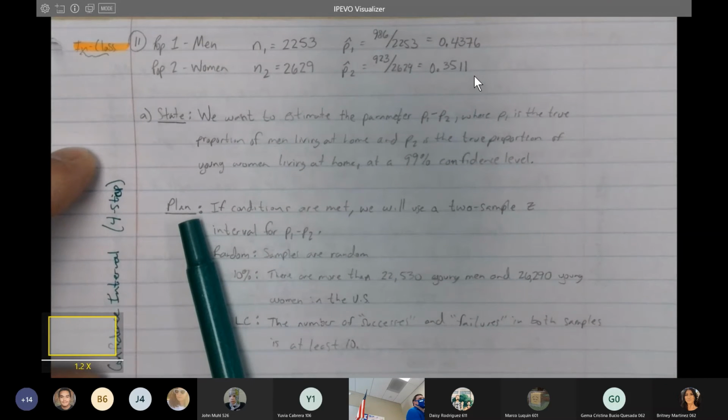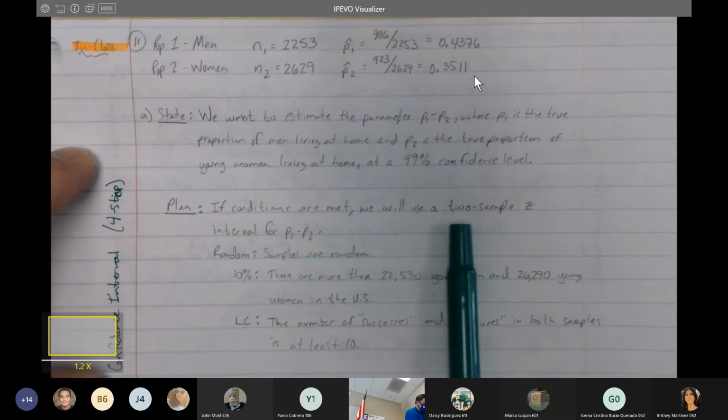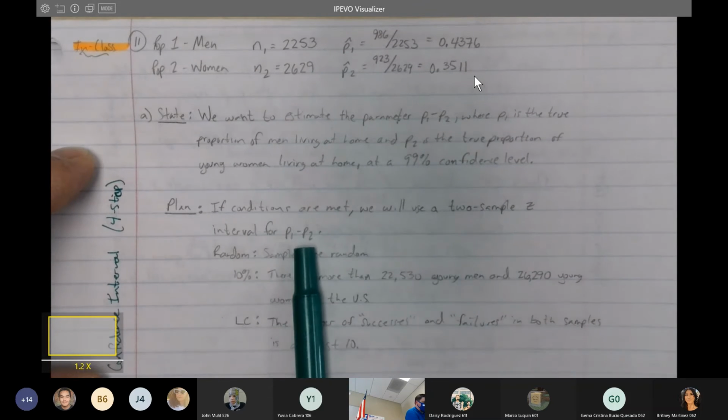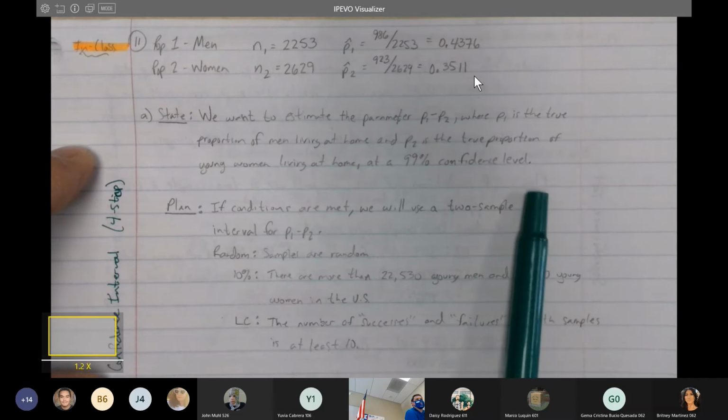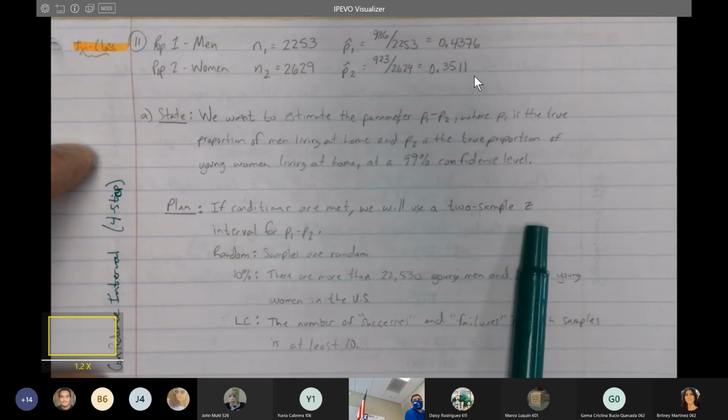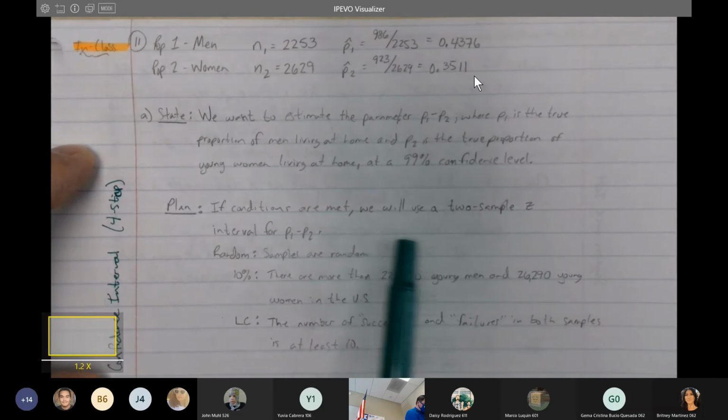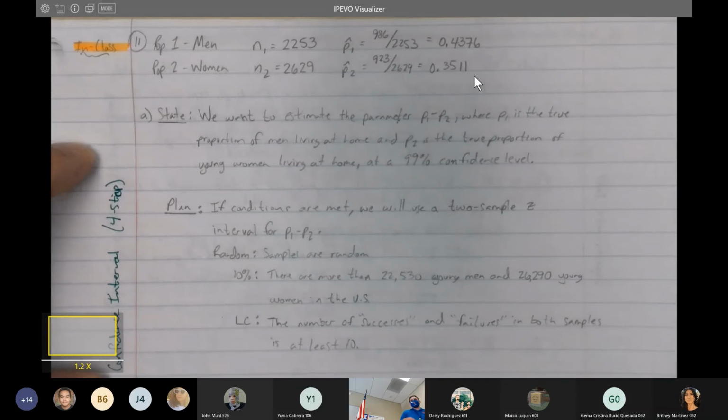So then we move on to the planning step. If conditions are met, we will use a 2-sample z interval for p1 minus p2, the difference of the population proportions. Typically, the z statistic will be used for proportions, while the t statistic is used for means. There's a major difference. If you use a z method of inference when you're dealing with means, that's going to be wrong. You're going to get a slightly incorrect answer because it's a different estimation method, a different inference method. With proportions, we're using a 2-sample z interval. That's our inference method here.